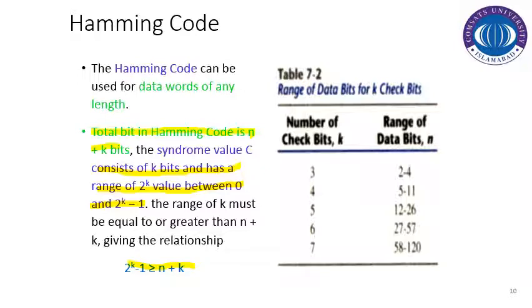So if we have 3 checker bits, this table 7.2 represents that the range of data bits is 2 to 4. If we have 4 checker bits, the range is 5 till 11. If we have 5 checker bits, we have 12 to 26, and if we have 6 check bits, we have 27 to 57, and if you have 7 check bits, then the range of the data bits is 58 to 120.